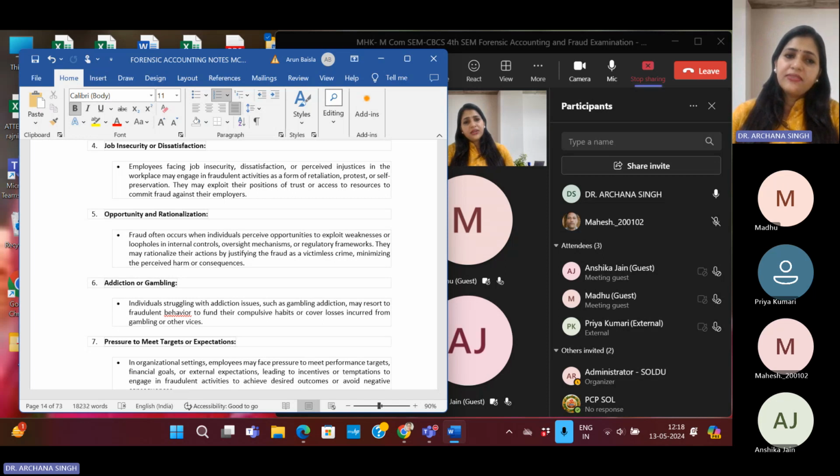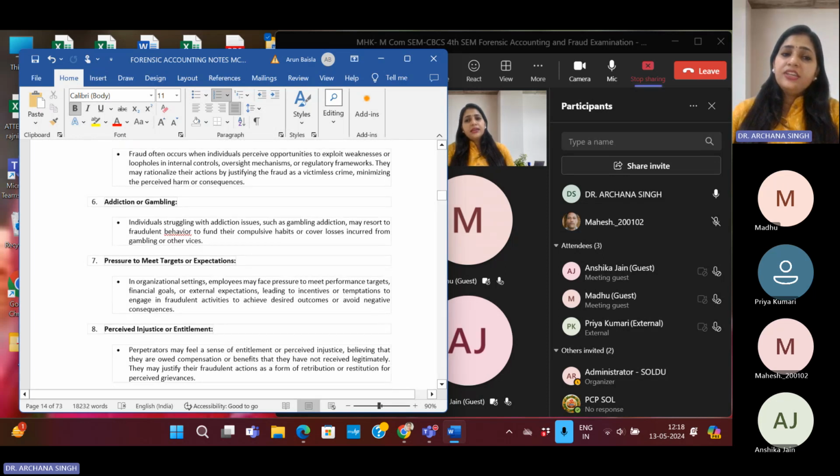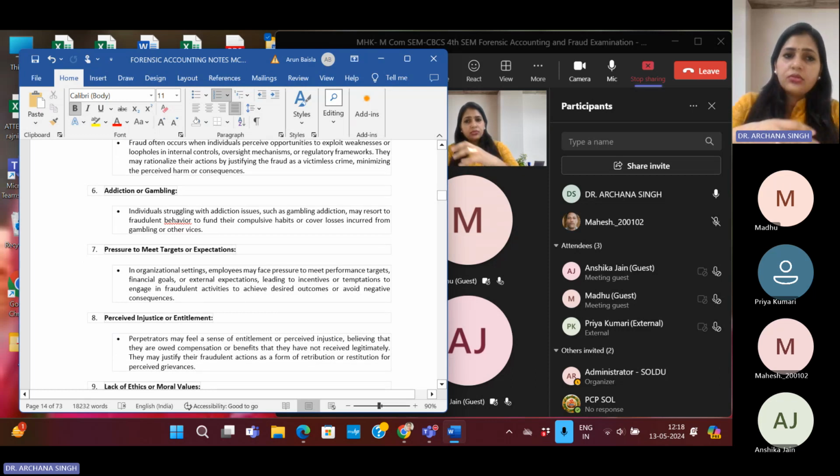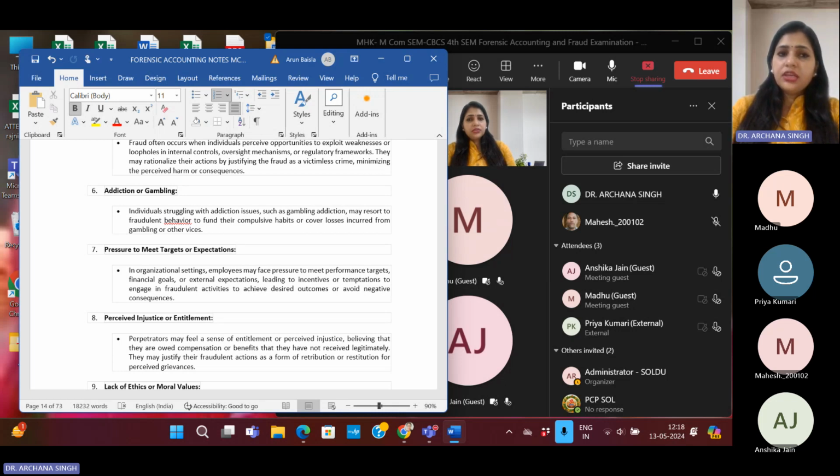This may also be the motivating behavior. Then addiction to the gambling. Addiction or gambling means individuals who are struggling with their addiction issues, that they are addicted to doing the gambling, so they may resort to fraudulent behavior because of their habits, compulsive habits. Okay, so to cover the losses from the gambling activities, they may do the fraudulent behavior.